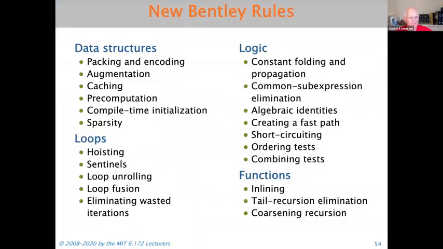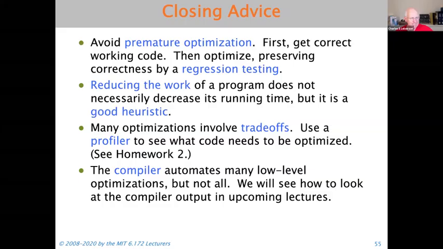Just to summarize, here are the things that we looked at. There are a lot of them. They're little. They're each a different technique. Let me close with a little advice. Avoid premature optimization. This is Knuth's advice. First, get correct working code, then optimize, preserving correctness by regression testing.